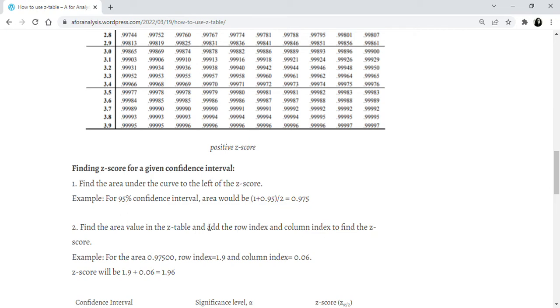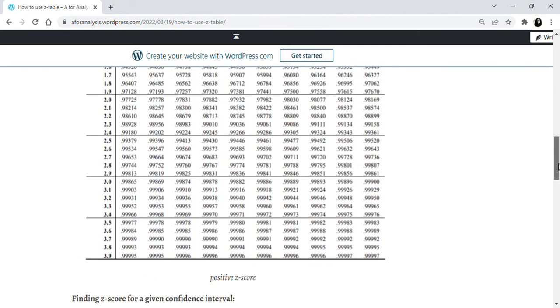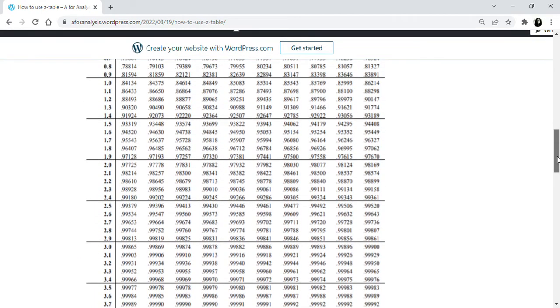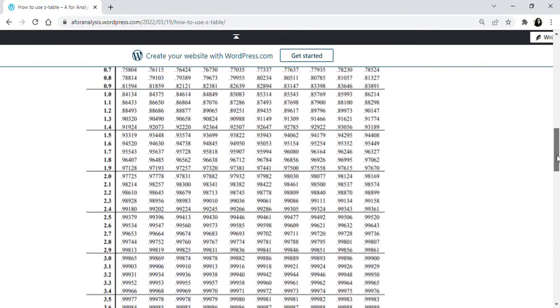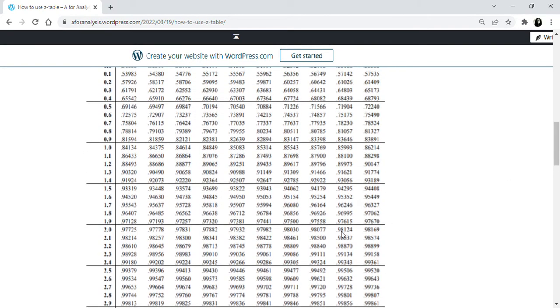So in order to find out the z-score from the given z-table, first we have to find out the area under the curve for the given confidence interval, which can be given by (1 + confidence interval) divided by 2, which is 0.975. Now we have to look up 0.975 in this table. As you will see, 0.975 is somewhere here.